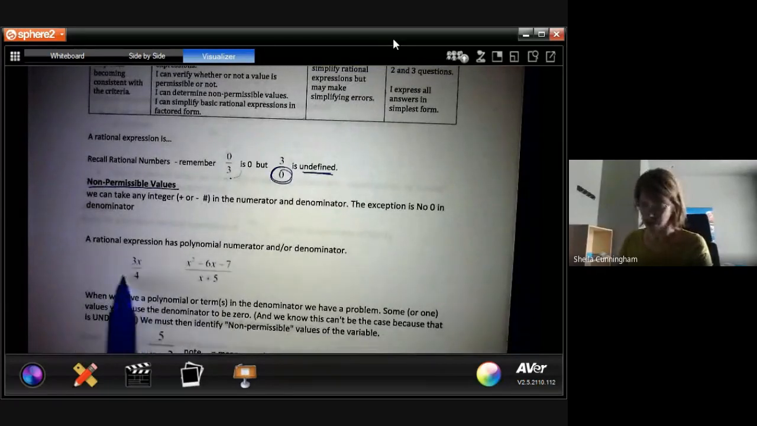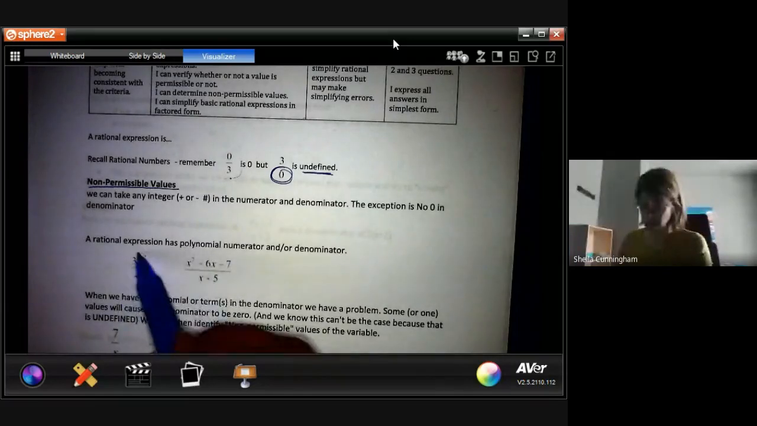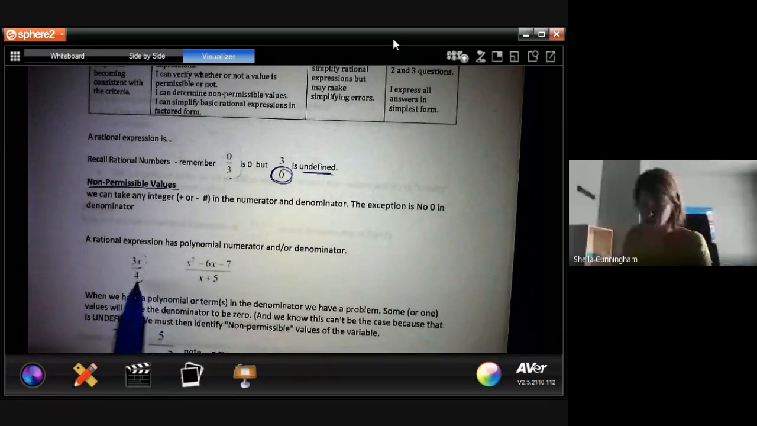So if I look at the first one, 3x/4, it's a rational expression. It happens to have a variable in the numerator, and it's got a whole number in the denominator. So you've got a numerator and a denominator. The denominator isn't 0, so it's not undefined. So it's just a regular rational expression.